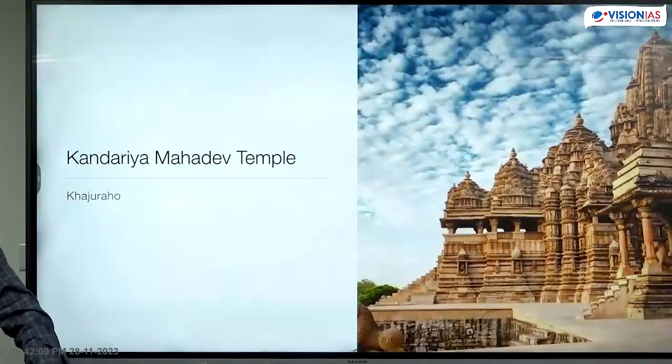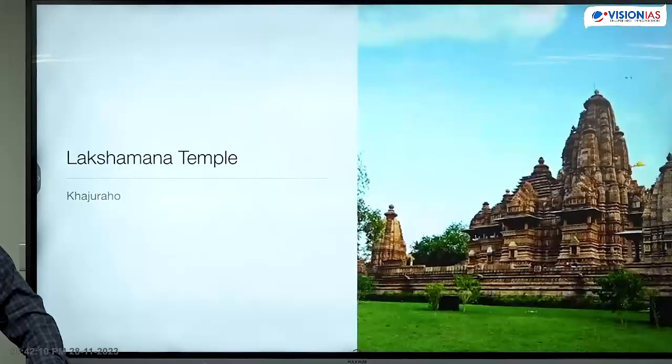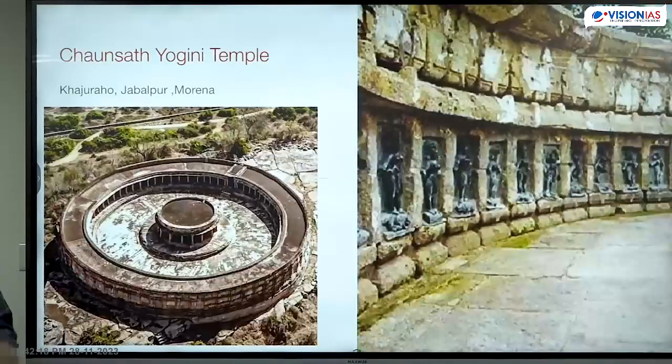Then Kandariya Mahadev temple of Khajuraho. Obviously there is no doubt that they were among the very beautiful structures of that time, and all of them are in the UNESCO heritage list. So Kandariya Mahadev also, and so is the Lakshman temple. This is the Chaunsat Yogini temple.